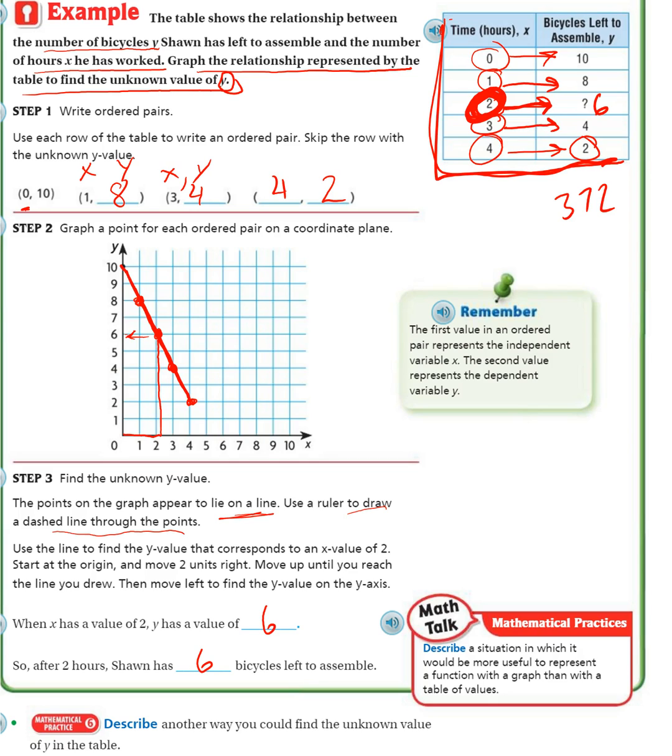Describe another way you could find the unknown value of Y in the table. I could have found the rule or equation. Rule, equation, basically the same thing. I'm using those two words interchangeably there. So it appears they're taking X and minusing what? Or excuse me, X. What are they doing to X?